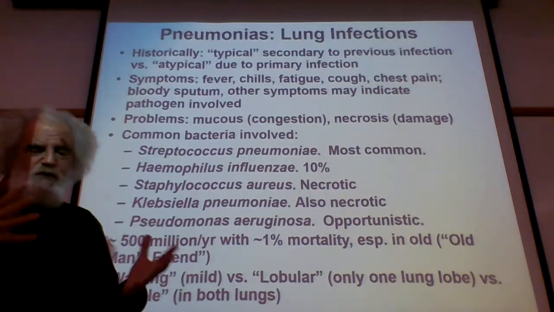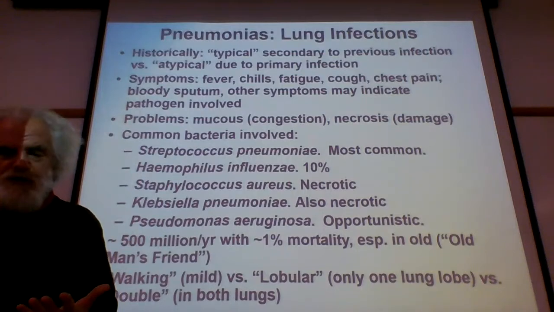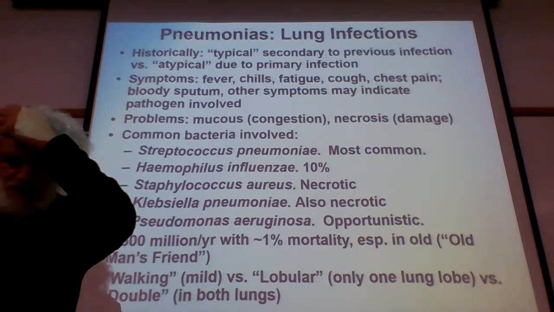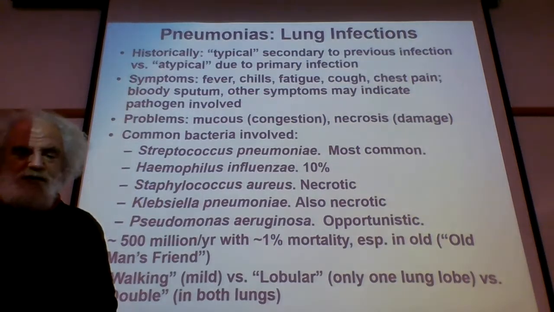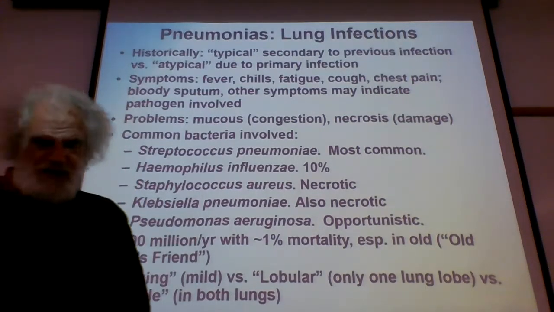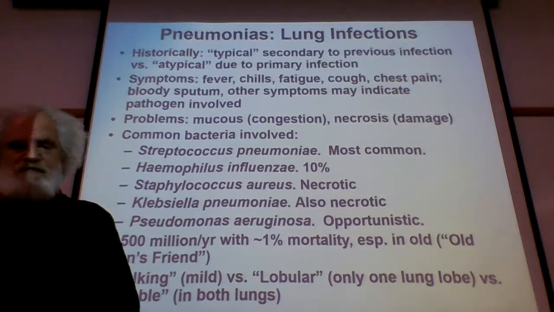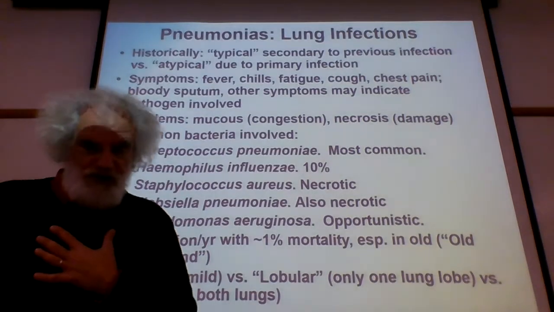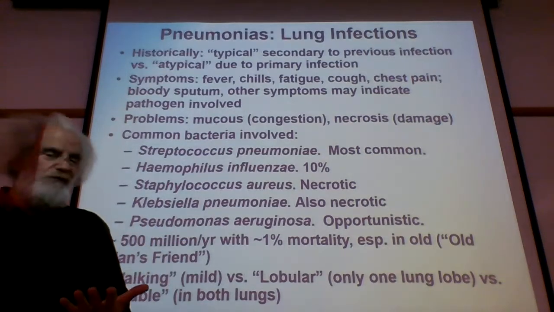You can end up with these terms that we refer to as walking pneumonia versus double pneumonia. So, walking pneumonia is a pneumonia that is actually fairly mild. You begin to see the bacteria and effects in the lungs. You have reduced oxygen carrying capacity, but not so severe.